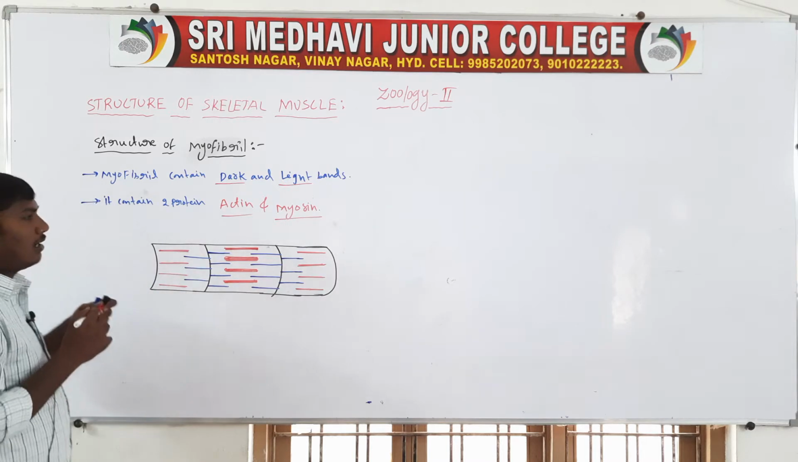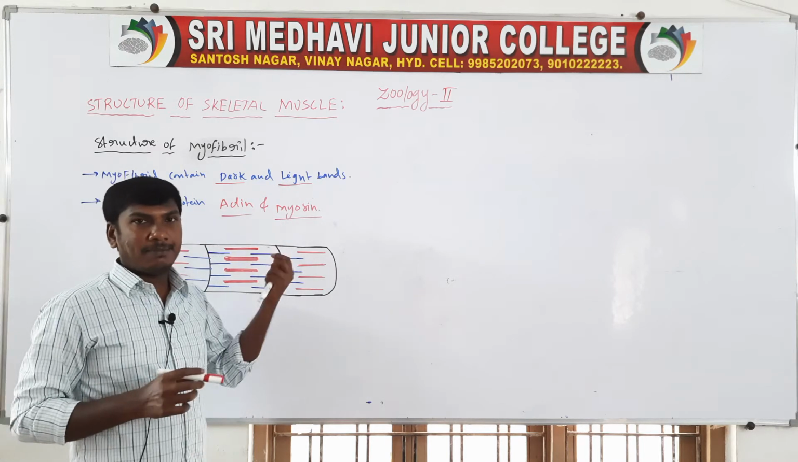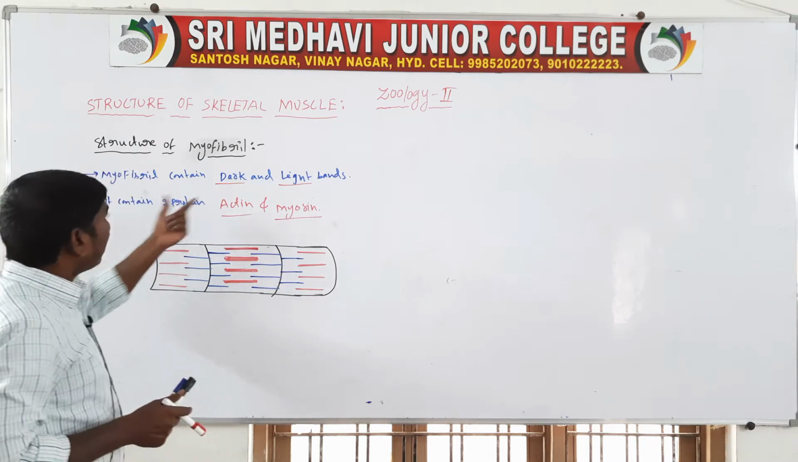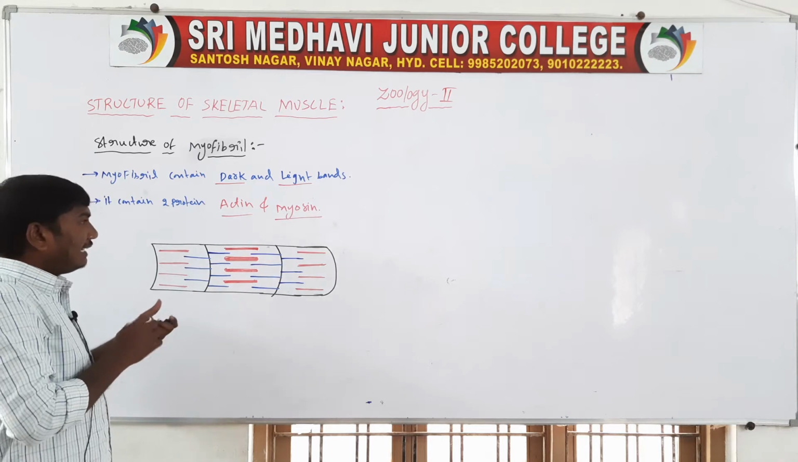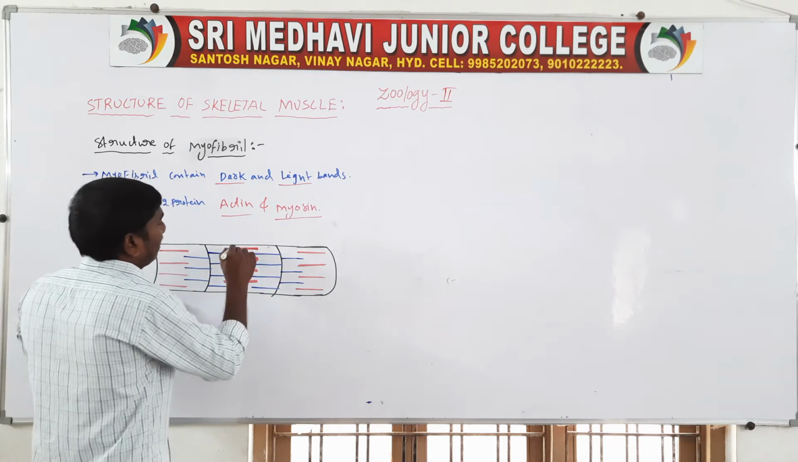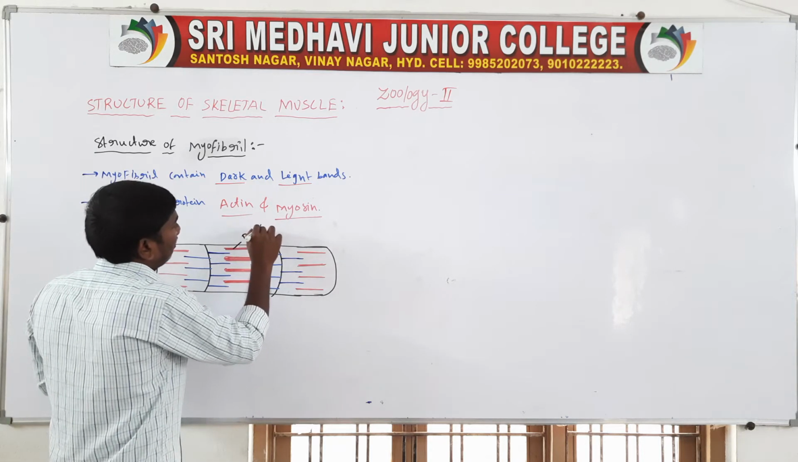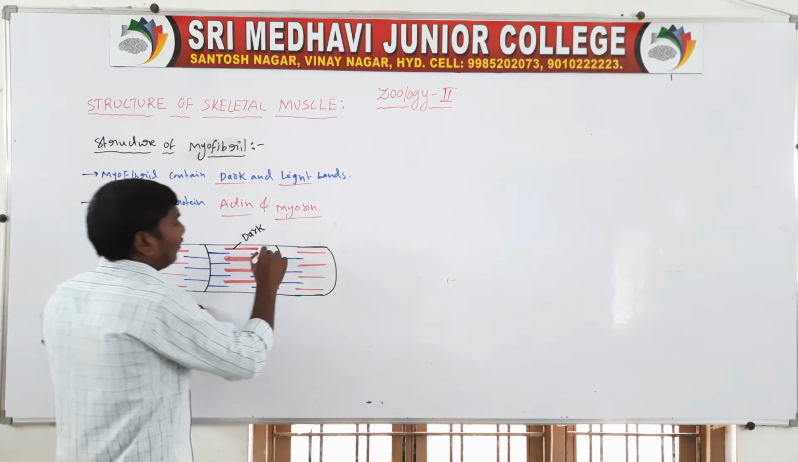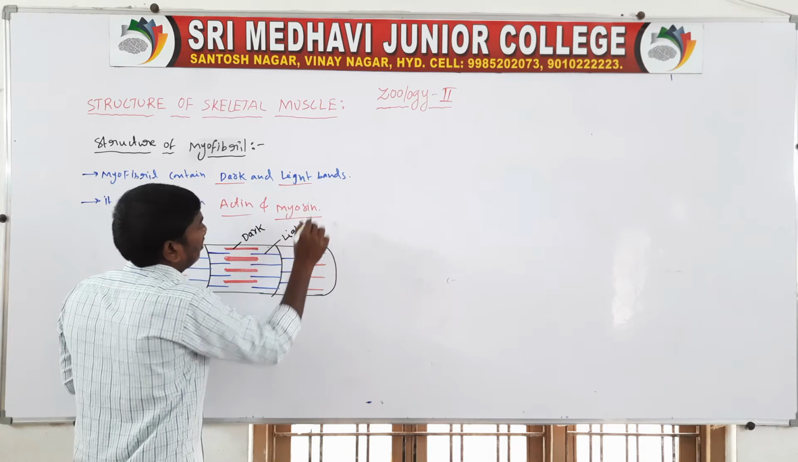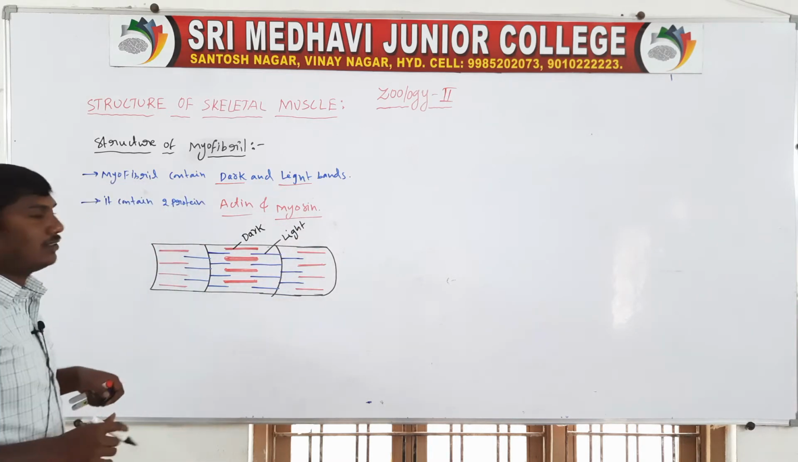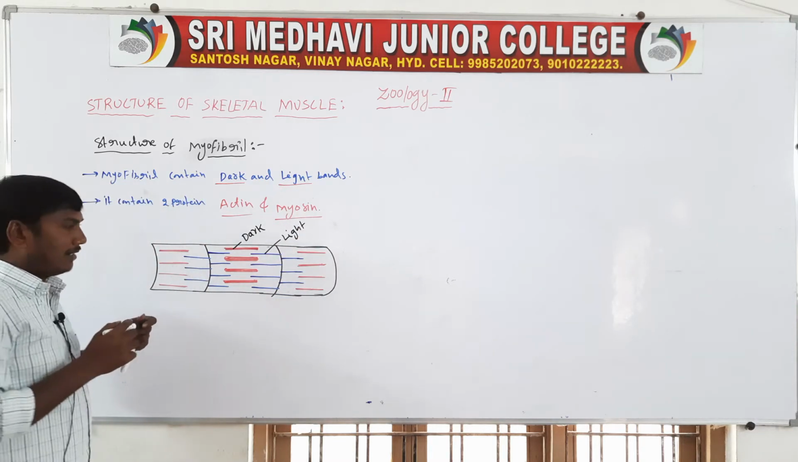So these are the myofibrils. The myofibril contains dark and light bands. This red color is the dark band, and this blue color is the light band. Dark band and light band.